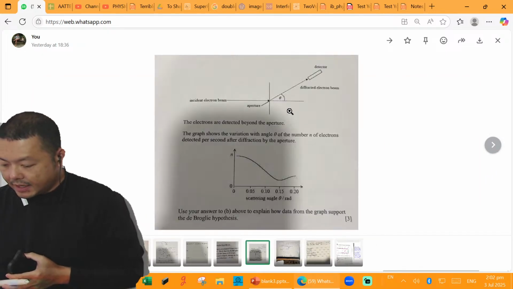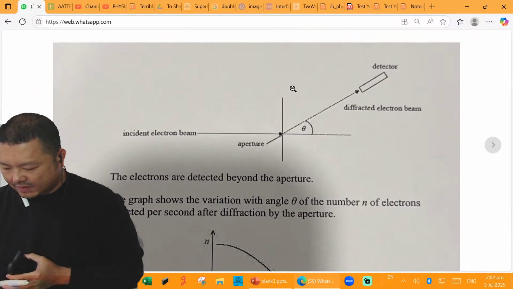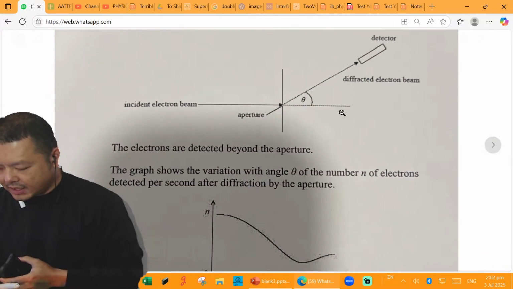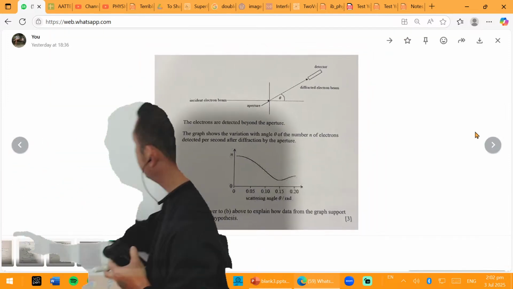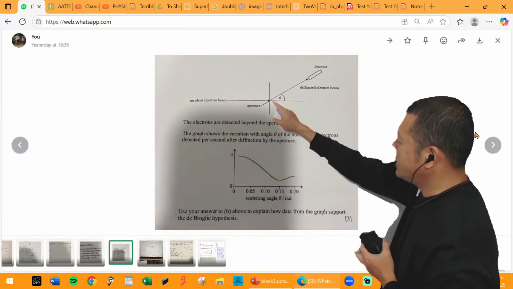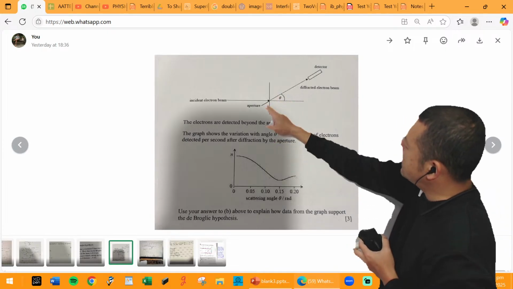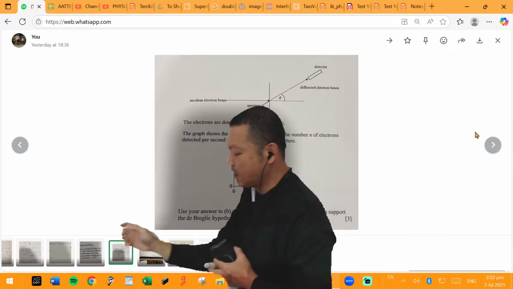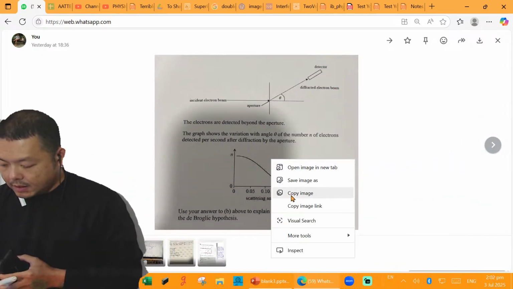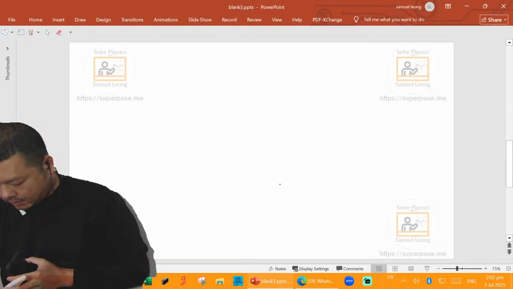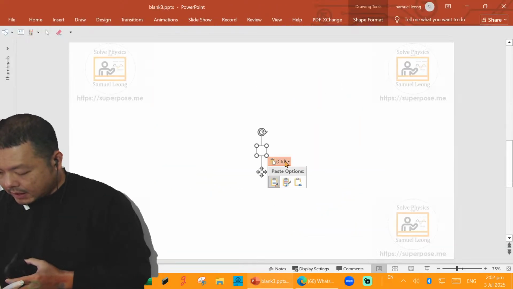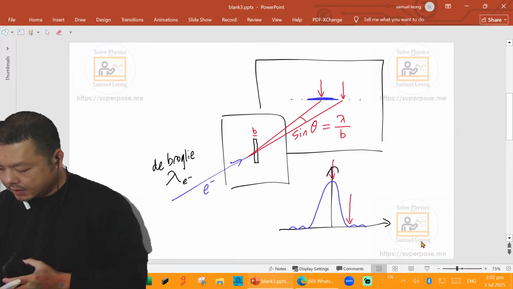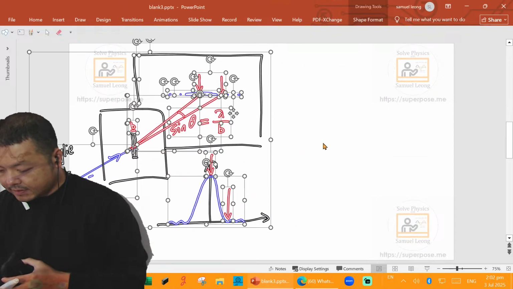But you did send something else, which was this. Is that right? Yeah, okay. So you did send this. It says, incident electron beam fired at aperture. There's a detector there. The detector sweeps side to side like this. Let me copy and paste this onto my PowerPoint. Actually, I will paste it right beside here like this. So instead of a screen, you got a detector instead.